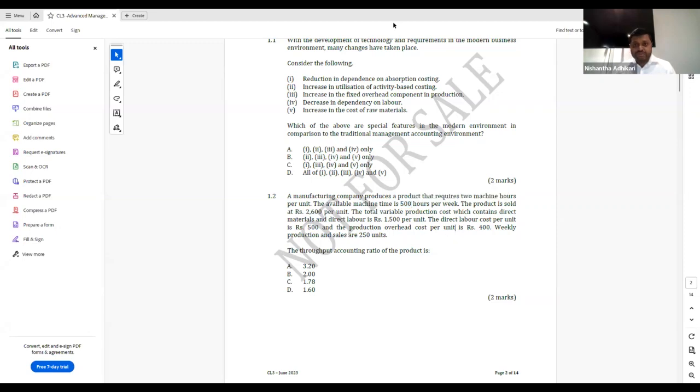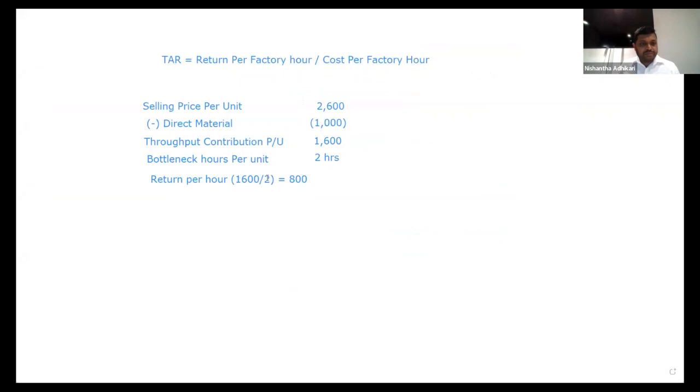Now we will work out the budgeted production. 500 hours are available, 2 hours required each, that means 250 units. 250 units you will manufacture as budgeted. Right. Then you have to calculate total factory cost. Even though other costs are variable except material, all other costs will be considered as fixed.